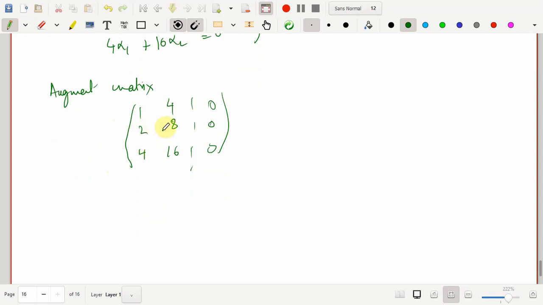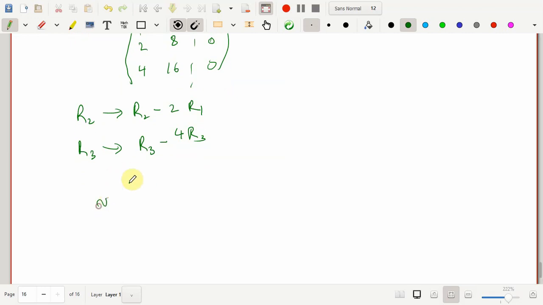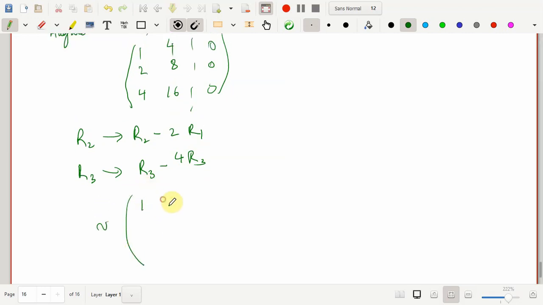Now you can see that this 2, 8 is a scalar multiple of this, as well as 4, 16 is a scalar multiple of this. So in fact you can directly make both these quantities equal to 0. How is that possible? You perform the operation R2 minus 2 times R1, and similarly R3 minus 4 times R1, so these will become 0. So the given matrix is equivalent to 1 4, 0 0, 0 0.